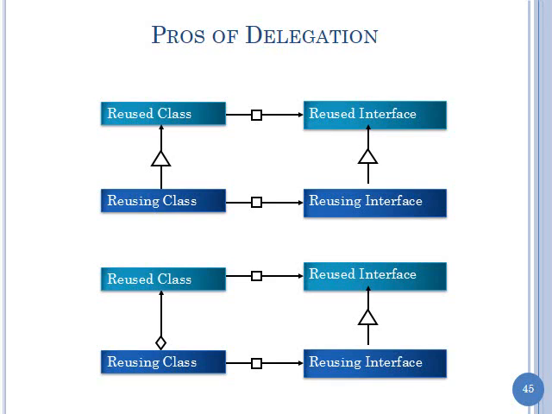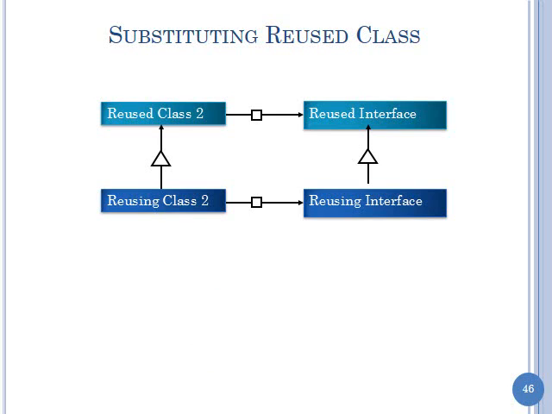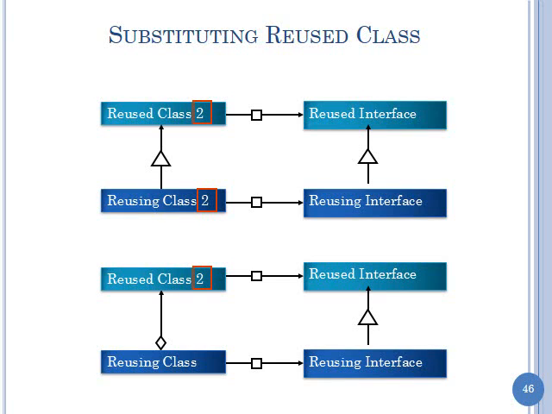So I've got a reusing class. It is using some reuse class. Now there's a new and better way to do that. My reuse class has been superseded by a reuse class 2. What do I have to do? I have to create a separate reusing class 2 that inherits from reuse class 2, because inheritance is in my class declaration. So if I want to use reuse class 2, I have to create a new class that inherits from that class rather than the previous class, if I want both versions to exist at the same time.